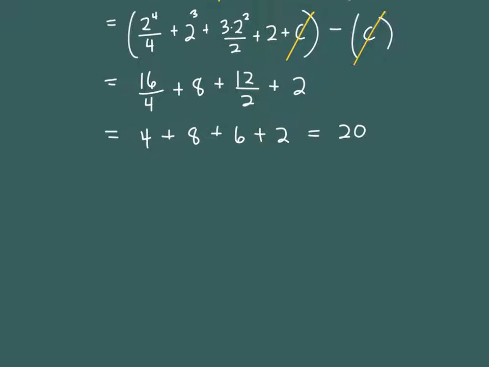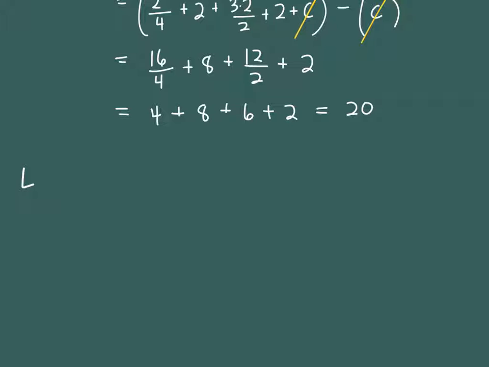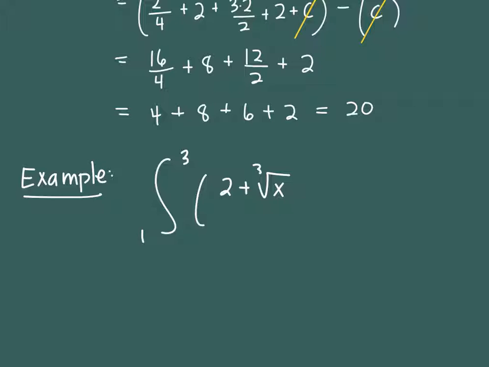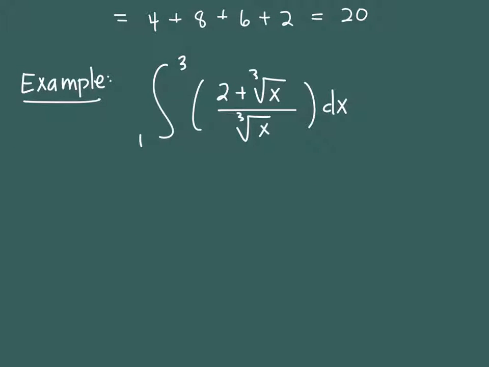Okay, I have one more for you. So the last one we're going to look at today is the integral that's going from the bounds of 1 to 3. And the function is 2 plus the cube root of x divided by the cube root of x, and that whole quantity dx. And you might just look at that and get defeated right away. Oh, look at those cube roots, and that's terrible. Okay, it's not so bad if you simplify it into common denominators.